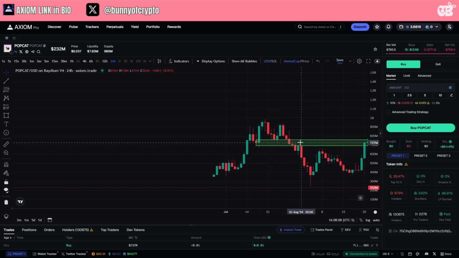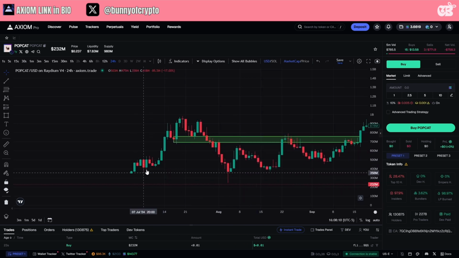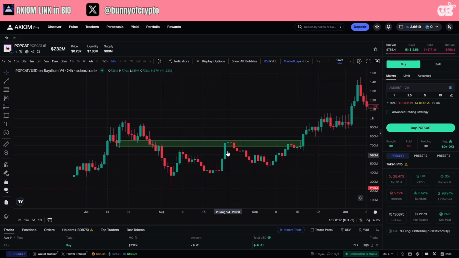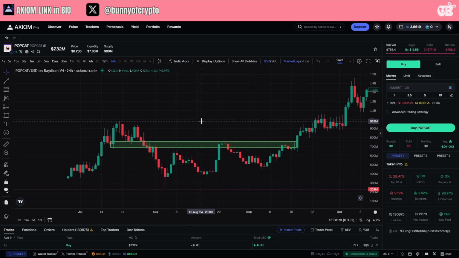So what happens? We come back in and we reject. We come into the support level, as I mentioned in the last video, and what happens? We pump back into the resistance level because this was a support level when it initially bounced, but it broke. So now it's a resistance level. And now coins move from level to level. So support breaks, it's resistance. If resistance breaks, it's support now.